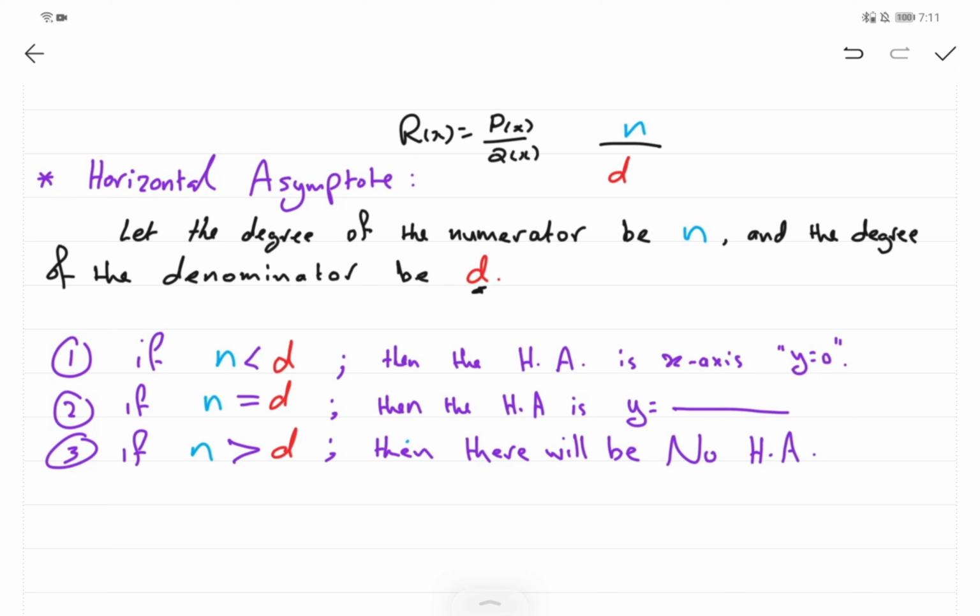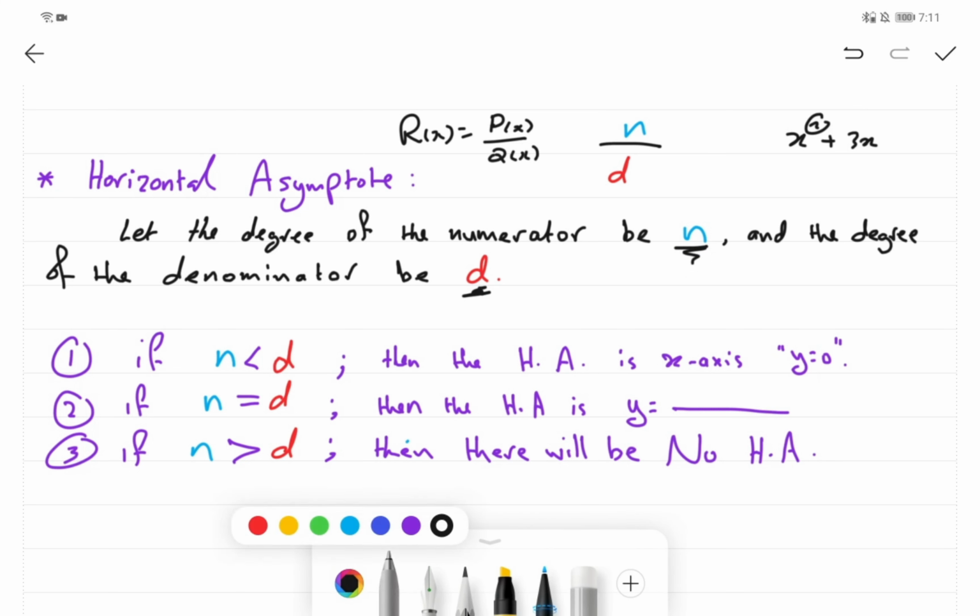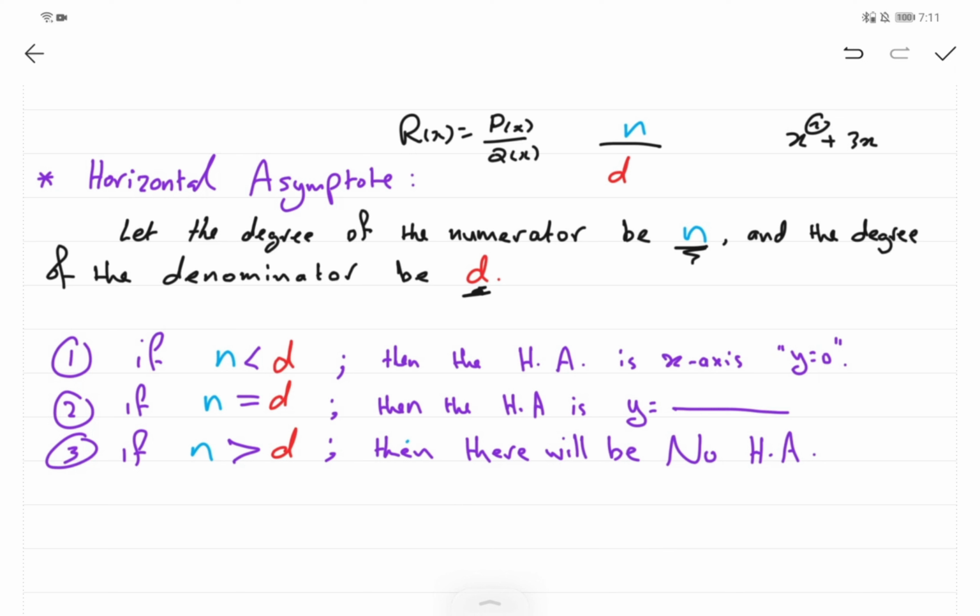So any polynomial has a degree, and the degree of the polynomial is the highest power. So for example, if we have x squared plus 3x, the degree of this polynomial is 2, because 2 is the highest power here. Now the degree of the numerator is n and the degree of the denominator is d. Now let's study these rules and let's go back to that question.